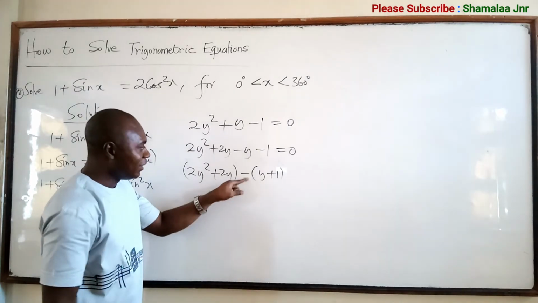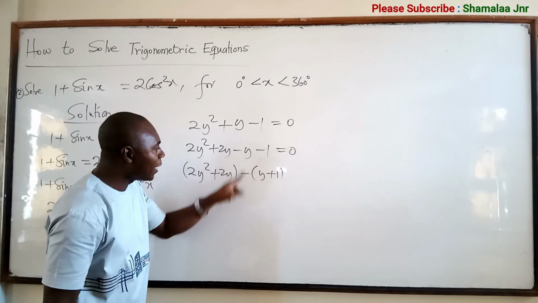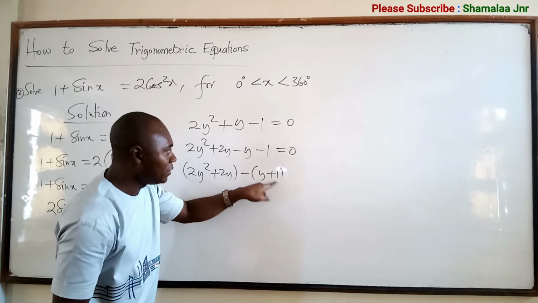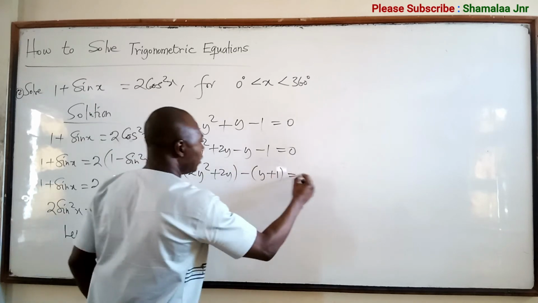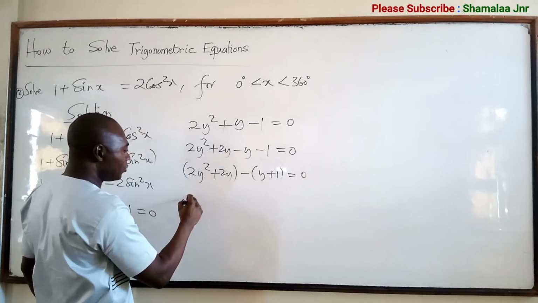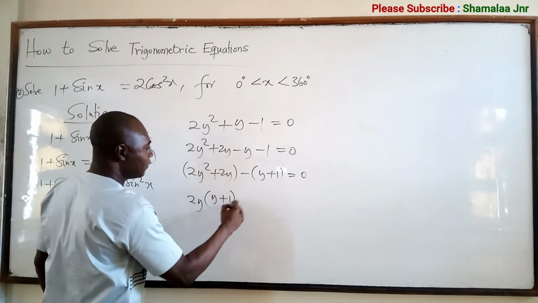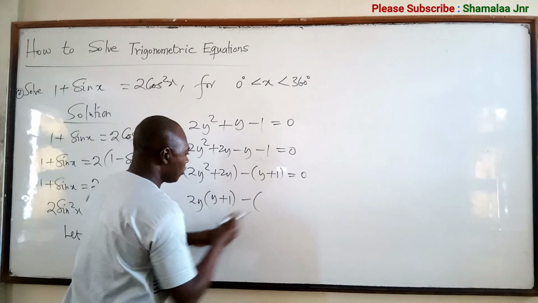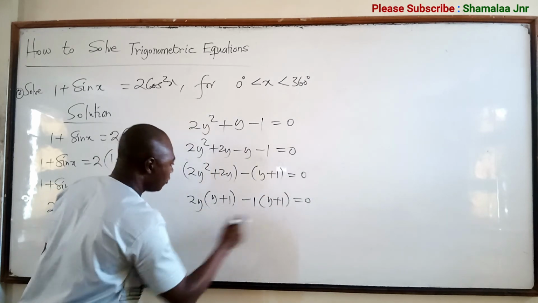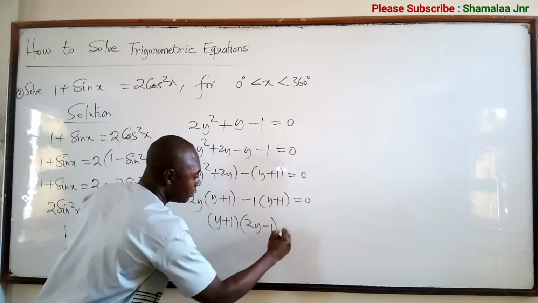Viewers, look at what I've done here. When you expand, this one will still be negative y, and this one will still be negative 1. So negative times positive is negative, equal to 0. The common factor here is 2y. 2y goes here, y plus 1, minus, here the common factor is 1, y plus 1 equal to 0. So y plus 1 is common, so y plus 1 times 2y minus 1 equal to 0.